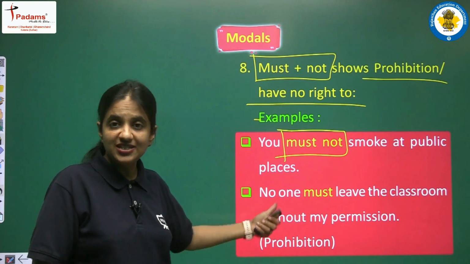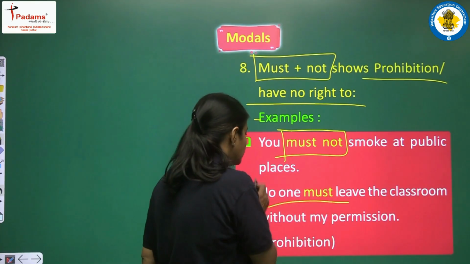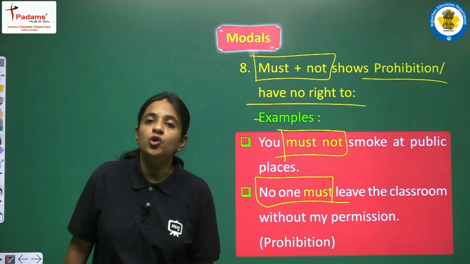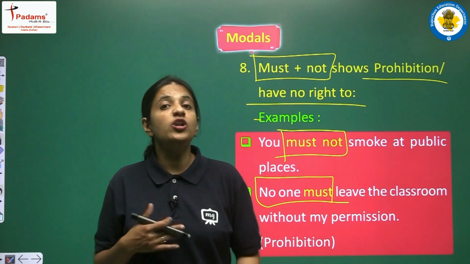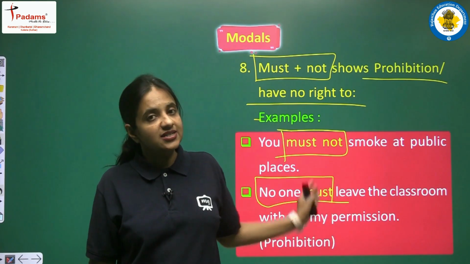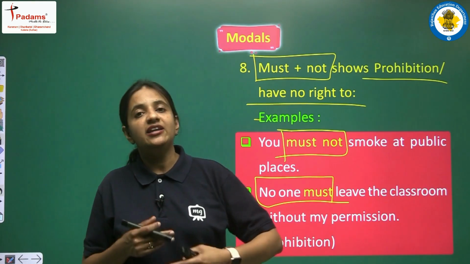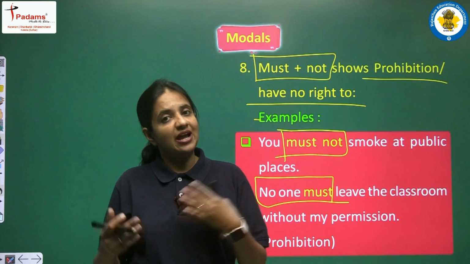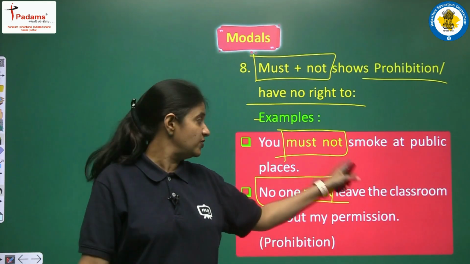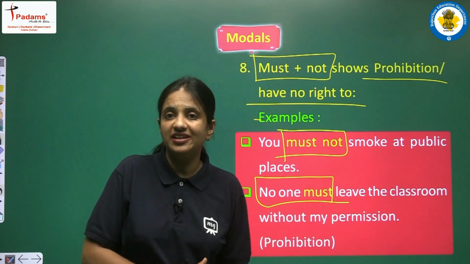So whenever the teacher says that no one must leave the classroom, this is also a negative form of must. Again it means that no one is actually allowed to leave the classroom without the permission of the teacher. Such a sentence shows that it is strictly prohibited, and if someone breaks the rule, then definitely he or she has to face the consequences, because we have must in the sentence. It means it is strictly prohibited.